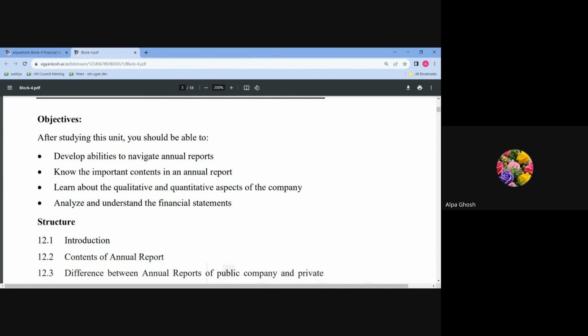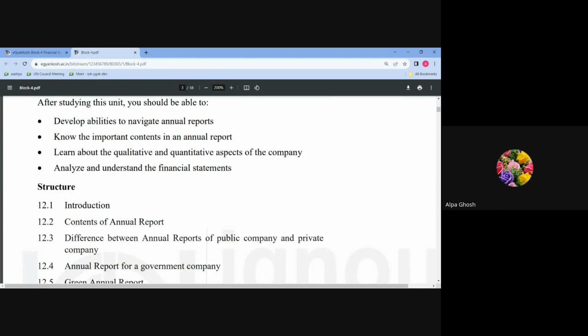Then coming to the next, once we understand what is annual report and the contents of annual report, then we will take the qualitative and quantitative aspects of the company. What are the things that the company includes in that annual report, what is the qualitative aspect, and what are the quantitative, that means how the annual report is expressed in terms of numbers. And the last one is to understand the financial statements. Financial statements are a group of statements and accounts. Whatever accounting work we do throughout the year, they are summed up into two or three forms of statements. Those statements are known as financial statements.